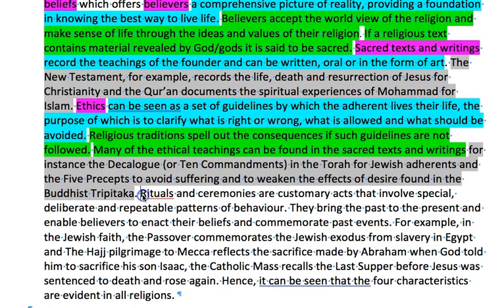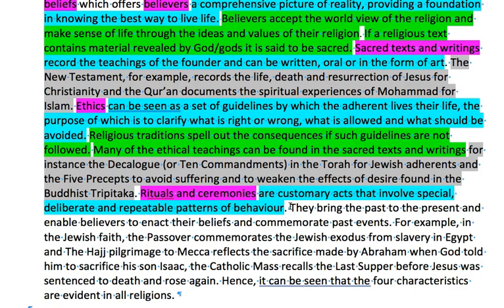And then finally we're going to outline rituals and ceremonies by saying what they are. Rituals and ceremonies are customary acts that involve special, deliberate and repeatable patterns of behaviour. And the link between rituals and ceremonies and what they do for believers: they bring the past to the present and enable believers to enact their beliefs and commemorate past events.